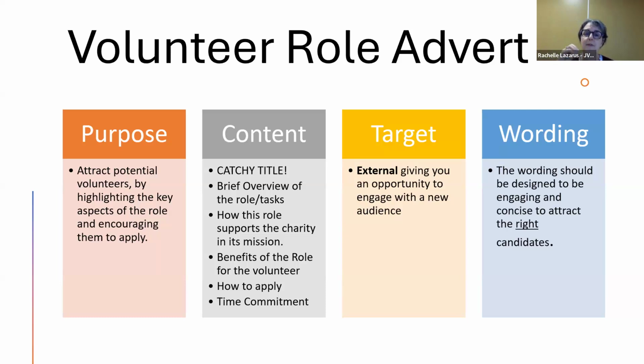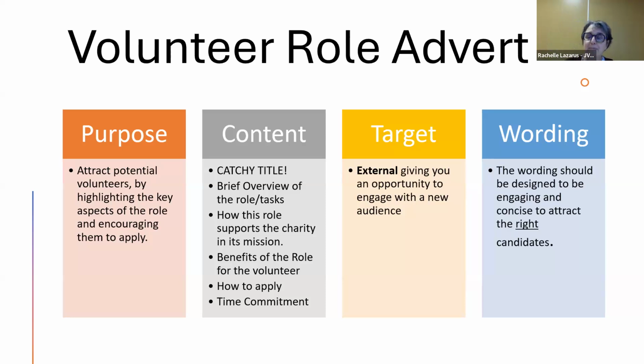So benefits of the role, it is about nurturing and growing, but it is also about helping them to see why this is worth pausing their week to put your volunteering into their week. Also, hours, very important.